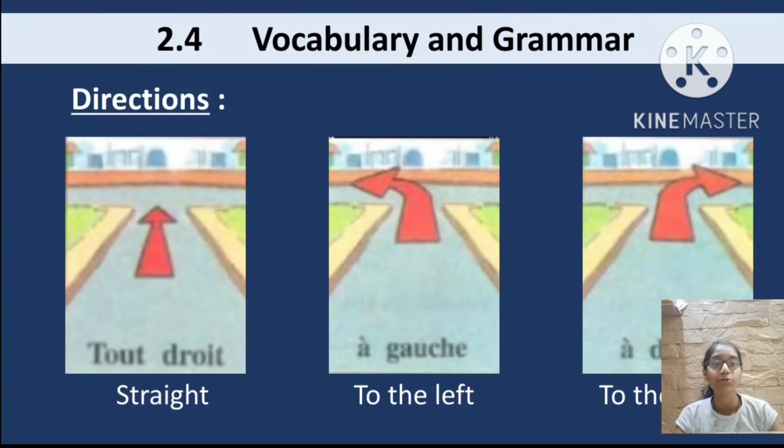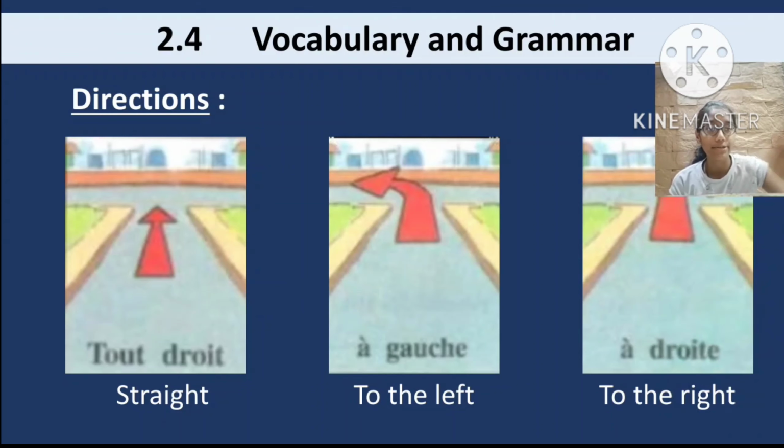This is section 2.4, vocabulary and grammar. The first topic in this section is directions. Here only 3 directions are given. They are tout droit, that is straight, à gauche means to the left, and à droite means to the right.